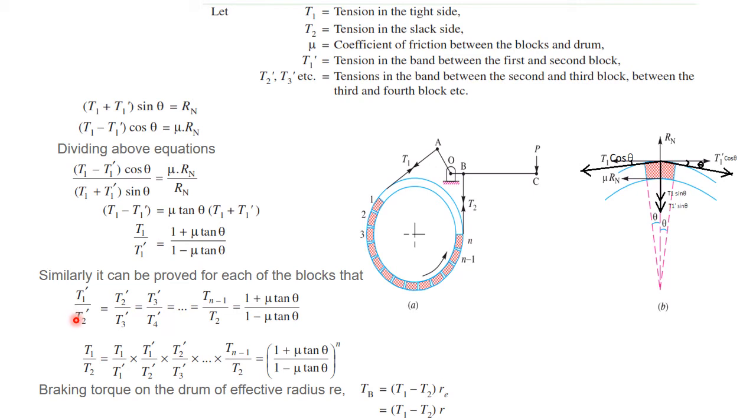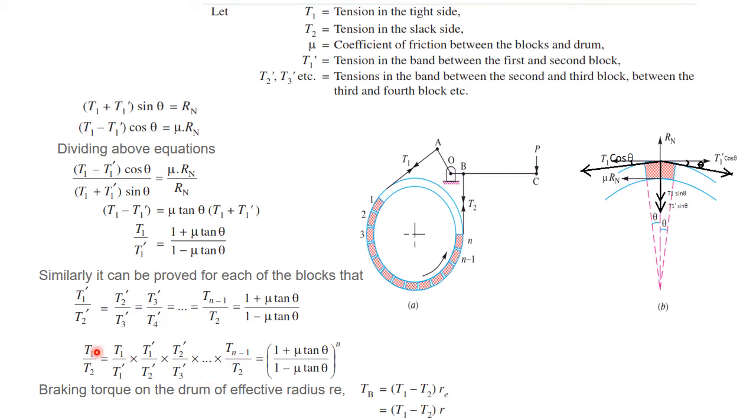Therefore we can apply T1 divided by T1 dash multiplied by T1 dash divided by T2 dash, and so on, finally Tn minus 1 divided by T2. T1 divided by T2 is equal to (1 plus mu tan theta) divided by (1 minus mu tan theta), whole bracket to the power of n. T1 dash cancels out, T2 dash cancels out, and Tn minus 1 cancels out.